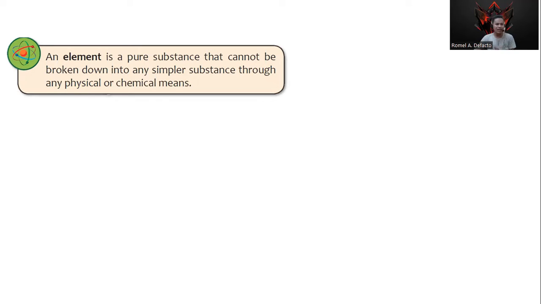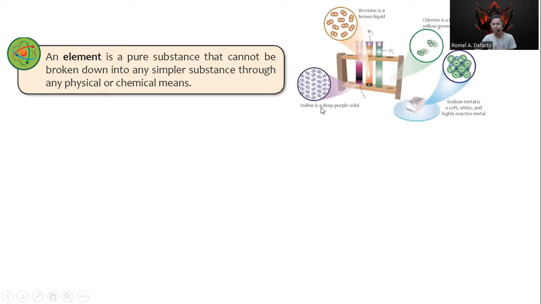An element is a pure substance that cannot be broken down. Very simple, you simply check your periodic table of elements and all of the elements listed there are what we call elements.